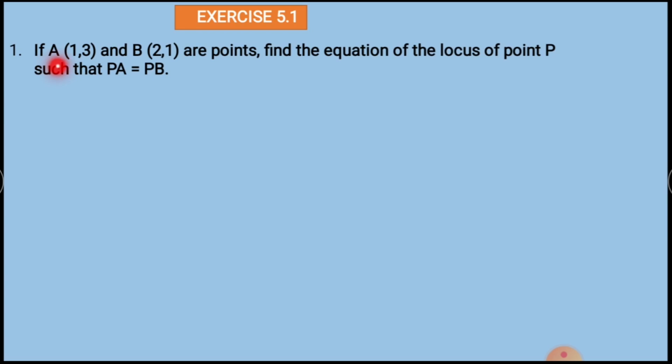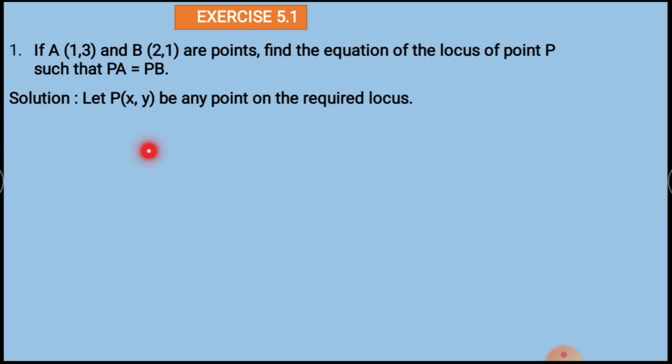Question number 1. If A(1, 3) and B(2, 1) are points, find the equation of locus of point P such that PA equals PB. So here we have to consider the coordinates of point P, that is, a point on the locus of P. So we write here in the solution: first, let P(x, y) be any point on the required locus. Then according to the given condition we write PA equals PB.